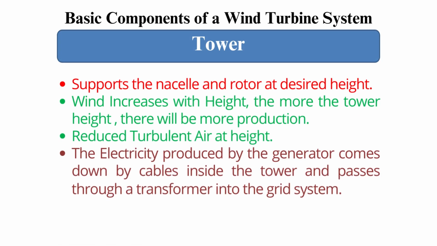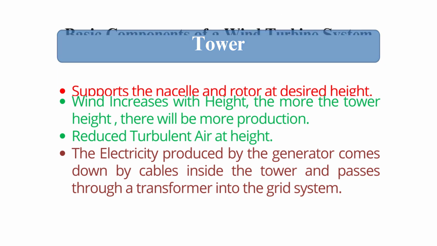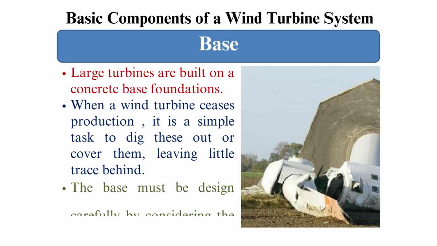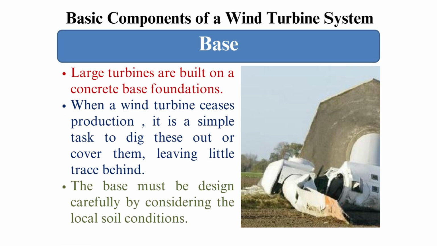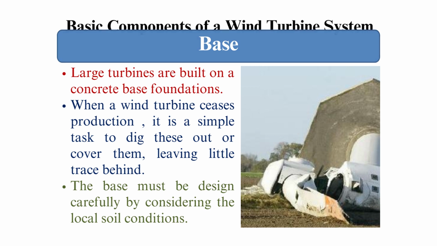Tower: supports the nacelle and rotor at desired height. Wind increases with height. The more the tower height, there will be more production and reduced turbulent air at height. The electricity produced by the generator comes down by cables inside the tower and passes through a transformer into the grid system. Base: large turbines are built on concrete base foundations. When a wind turbine ceases production, it is a simple task to dig these out or cover them, leaving little trace behind. The base must be designed carefully by considering the local soil conditions.